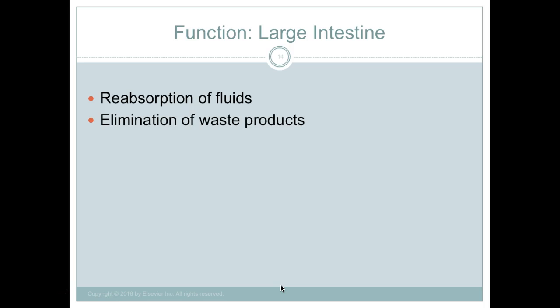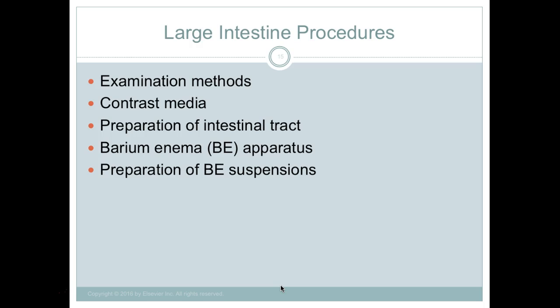So the function of your large intestine is to reabsorb fluids. It recycles water back into your body, and it also eliminates waste products. So we're going to talk about the examination methods, contrast material preparation of the intestinal tract, the barium enema apparatus, and we'll get more into that when we talk about the positioning for a barium enema and the prep for the BE.